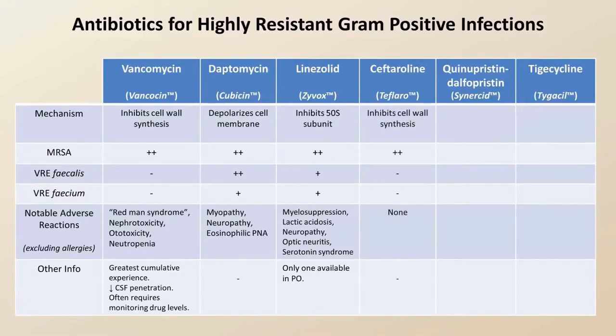Ceftaroline is a so-called 5th-generation cephalosporin, which as a beta-lactam inhibits cell wall synthesis also. It is the only beta-lactam which covers MRSA, but has no VRE coverage. It is the newest of the 6 to be approved in the US, and there really isn't a whole lot more to say about it.